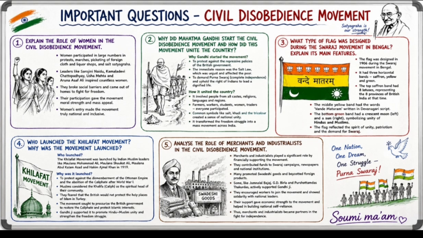Now let's go to the next question. How did plantation workers in Assam have their own understanding of Mahatma Gandhi and the notion of Swaraj? You can explain the answer in such a manner. The plantation workers in Assam understood the notion of Swaraj in the following ways.